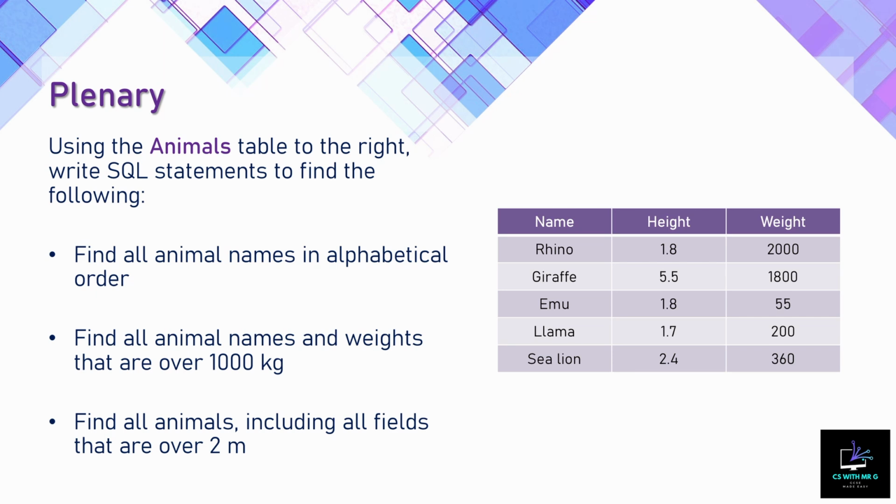So to put all this into practice, we have a new table, a new scenario, and it's a list of animals, and I want you to write SQL statements to find the following 3 bullet points, which is first, to find all animal names in alphabetical order. So here we just need to select name, as it's spelt, name like this.